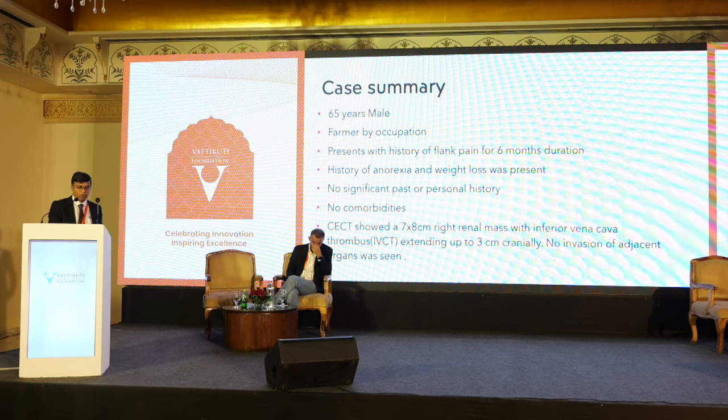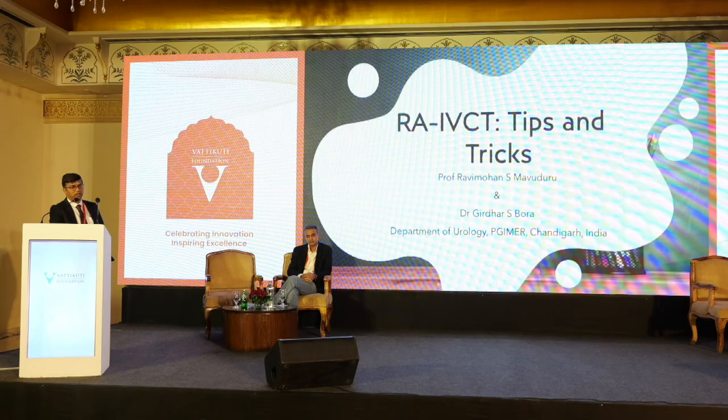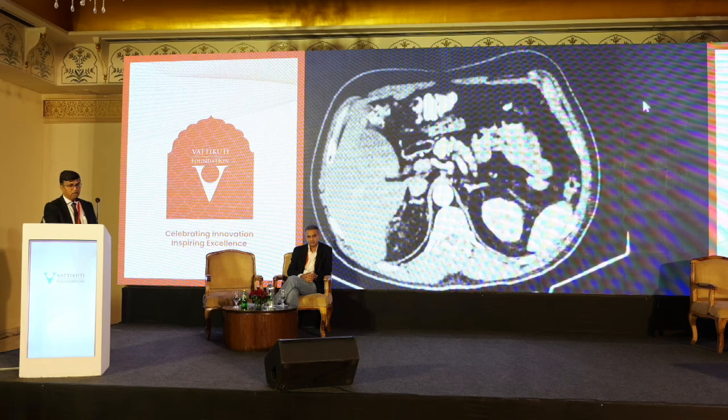This is a 65-year-old male who presented with bilateral renal masses. On the right side it was a 7 to 8 centimeter mass, and on the left side there was a 3 centimeter mass. The right side mass was reaching all the way into the IVC for about 3 centimeters. And we decided, okay, this is the first one to be dealt with.